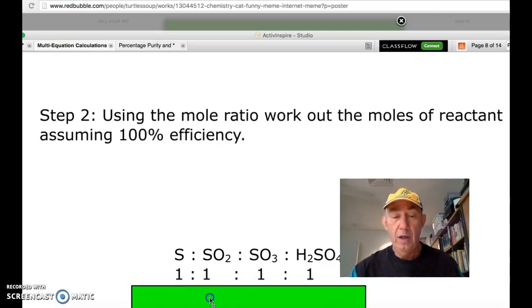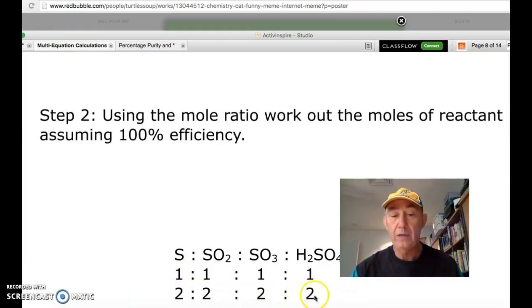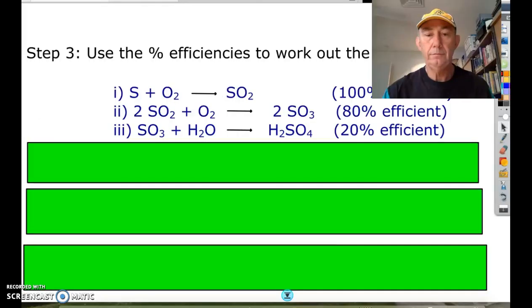So our first set of mole ratios told us that if we started with 1 mole of sulfuric acid, we were going to need 1 mole of sulfur. In this question, we had 2 moles of sulfuric acid, so we are going to need to start with 2 moles of sulfur, but that's assuming 100% efficiency.